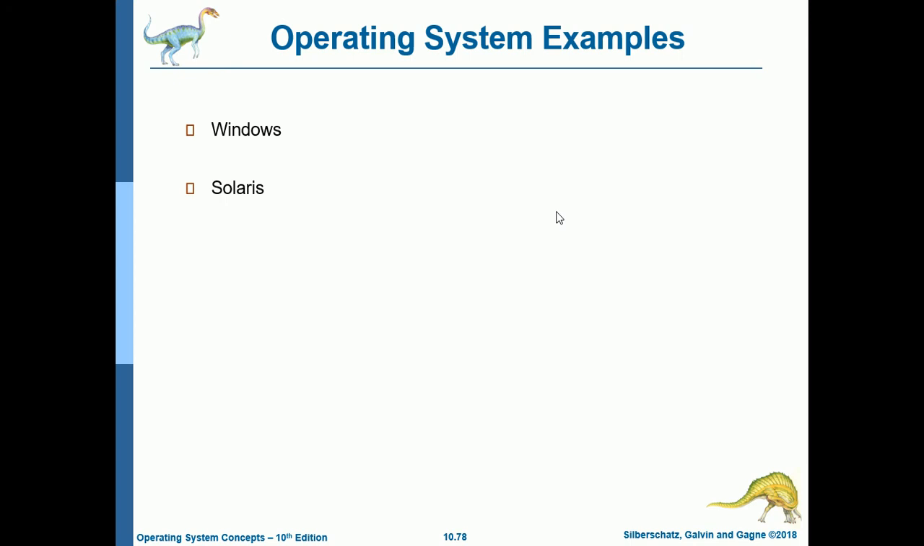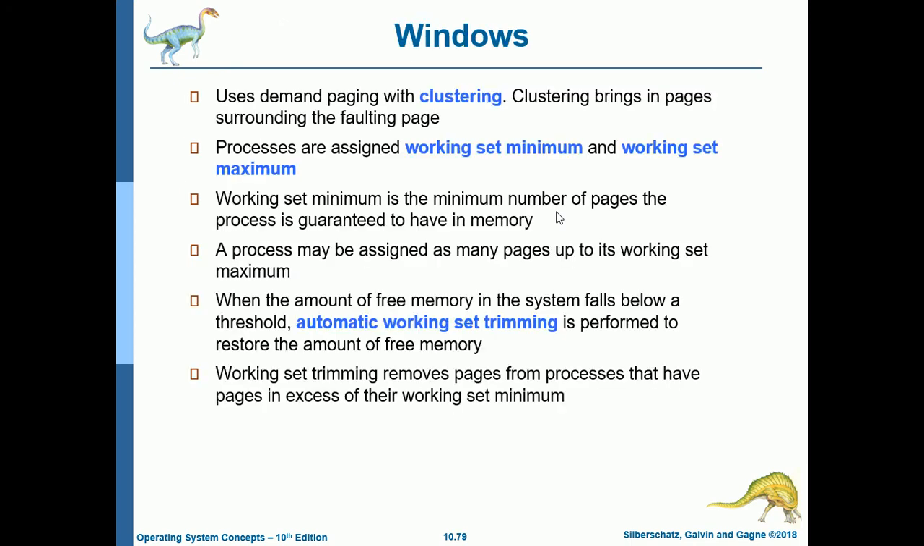Now, operating system examples of virtual memory: we have Windows and Solaris. Windows uses demand paging with clustering. Clustering brings in pages surrounding the faulting page. Processes are assigned a working set minimum and a working set maximum. The working set minimum is the minimum number of pages the process is guaranteed to have in memory. A process may be assigned as many pages up to its working set maximum. When the amount of free memory in the system falls below a threshold, automatic working set trimming is performed to restore the amount of free memory. Working set trimming removes pages from processes that have pages in excess of their working set minimum.